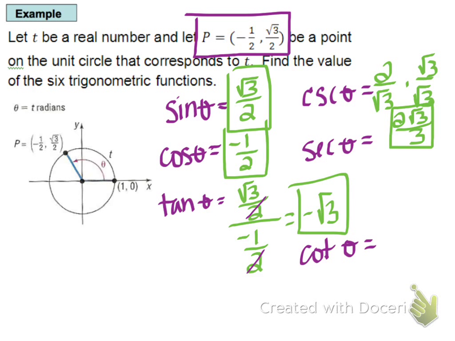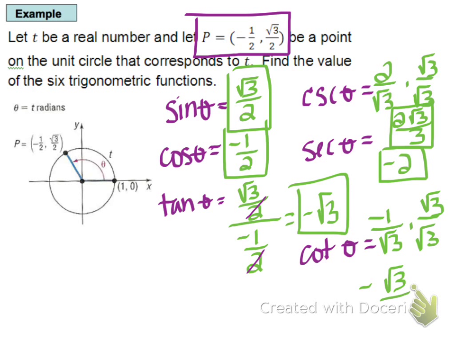For secant, I just have to take the reciprocal of cosine, and when I flip that over, I get negative 2. And finally, when I flip over negative the square root of 3 for cotangent, I'm going to get negative 1 over the square root of 3. But again, we have to rationalize, so we multiply by root 3 over root 3. So we're going to end up with negative root 3 divided by 3 when I rationalize the denominator.